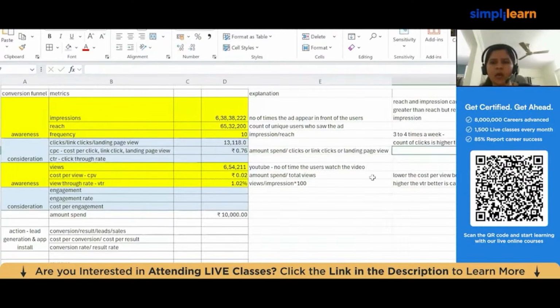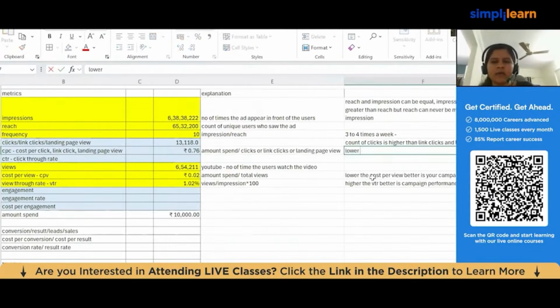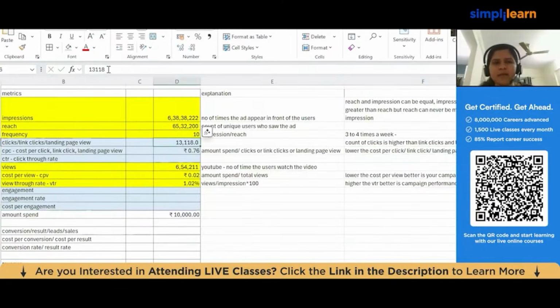One more thing here also: the lower the cost per click, link click or landing page view, the better your campaign performance. Ideally, you should always aim to decrease this number, right? The cheaper you get, the better it is, is what we are trying to say. Make sense?